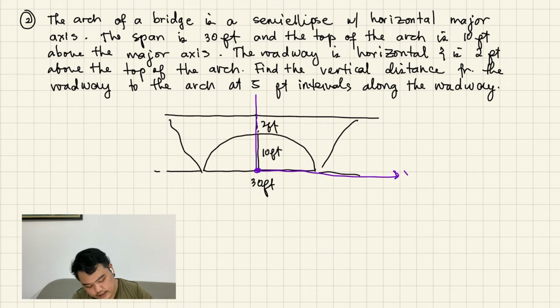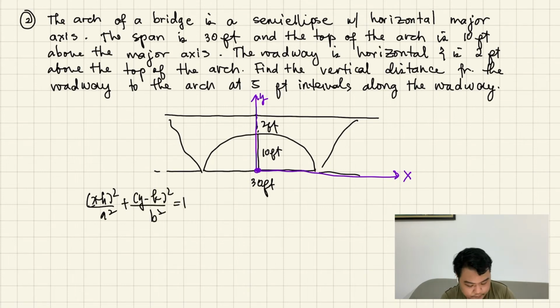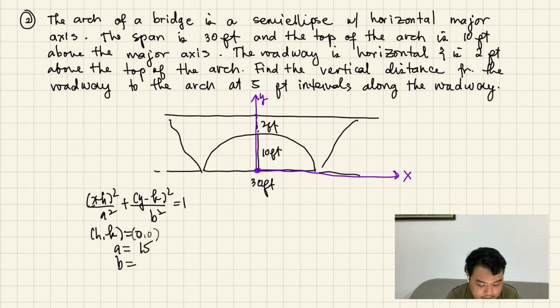So, ganun ulit. This is the x-axis, this is the y-axis. So, horizontal ellipse ng equation is (x minus h) squared over a squared plus (y minus k) squared over b squared equal to 1. Our h, k is 0. So, a and b na lang. So, ang a is semi-major, no? So, length nito, or ito. Pero binigay, this is 30 feet. So, ang a mo is 15. Ang semi-minor axis natin is 10. Okay.